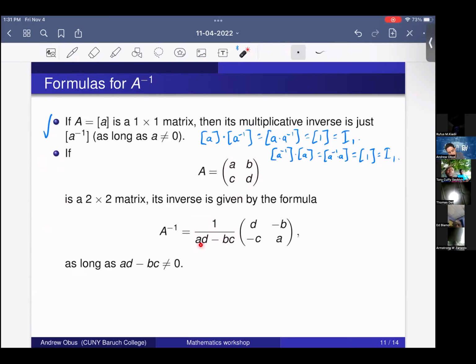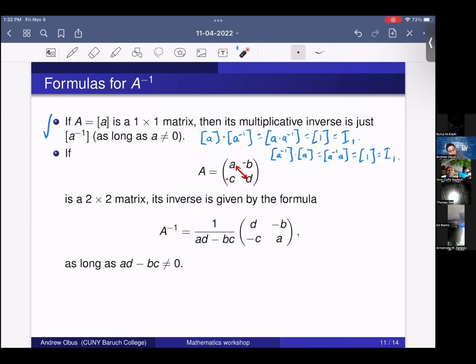So 1 divided by AD minus BC, and we multiply it by this matrix that looks like a shuffled version of A. It's D, A and minus B and minus C. So the way you remember this is that you switch the A and the D, and then you negate the B and the C.